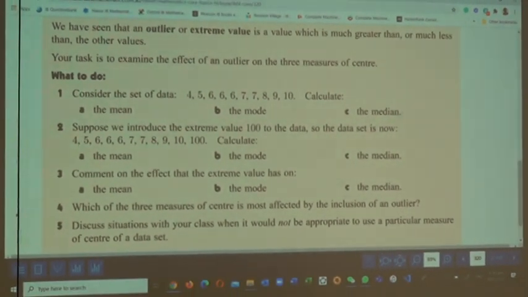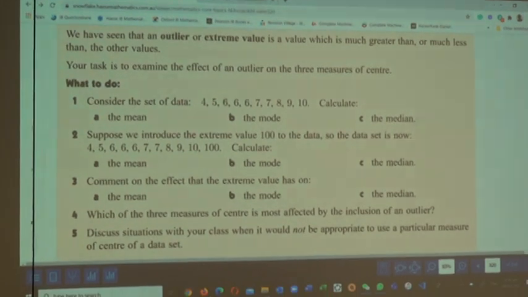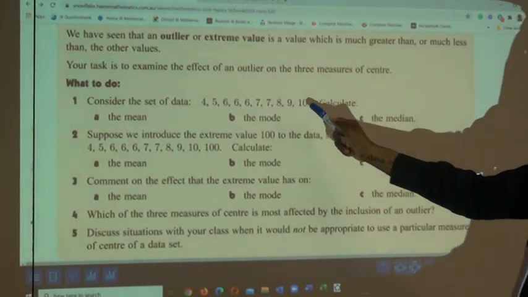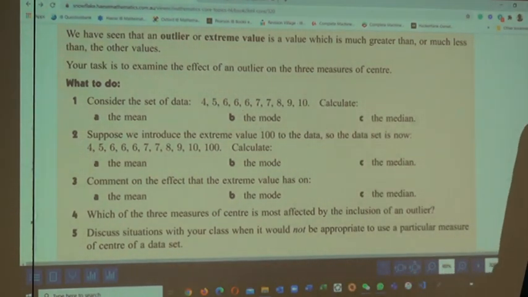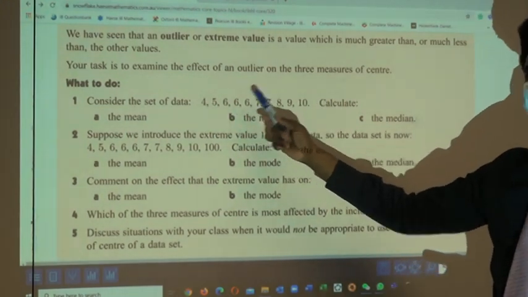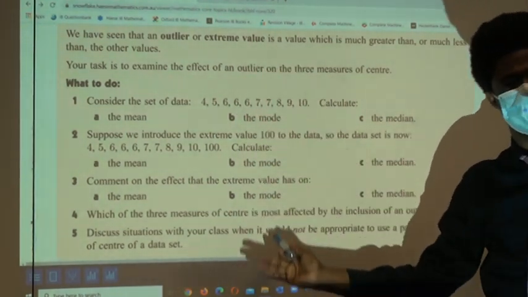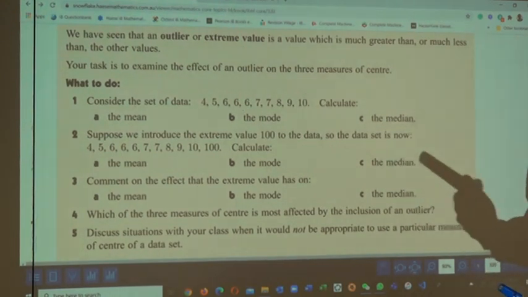The extreme value is your outlier. Understand? It's extreme. It's not just the greatest value. The greatest one here is just 10, but the extreme is way out of line. You can see we are just a bunch of 4 to 10-year-olds. Why do you have to bring a grandpa in? That's so extreme, isn't it?